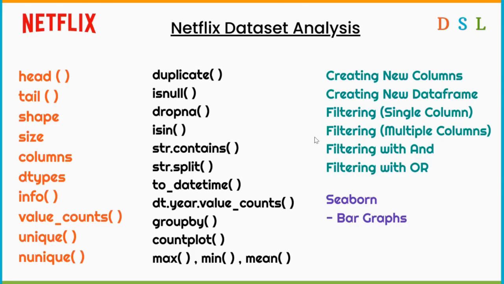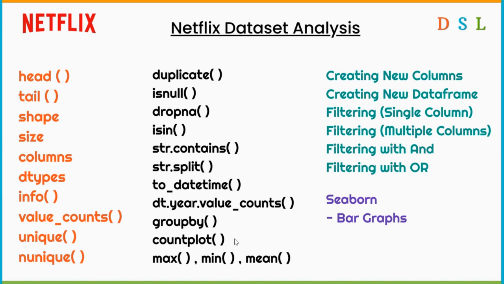In this project, we will analyze the Netflix dataset, and we will use these commands and functions: head function, tail function, shape, size, columns, dtypes, info function, value counts function, and unique function. To remove the duplicates, we will use the duplicated function. To find the null values, we will use the isnull function. To drop the null value records, we will use the dropna function. We will use the isin function, str.contains function, str.split, to_datetime function, dt.year.value_counts function. To make the groups, the groupby function.